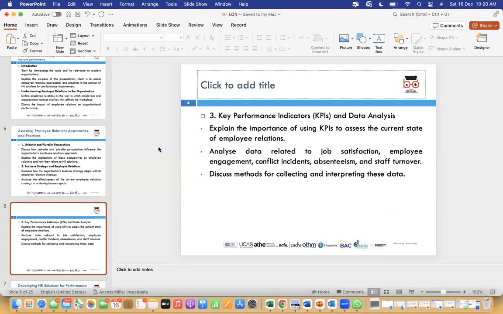KPIs and data analysis. We spoke about how KPIs are really important for employee relations as well. You're looking at different performance indicators during an associate's time in the organization, and you're probably looking at their personal growth, but also at pushing them to do better. And how we can analyze data.